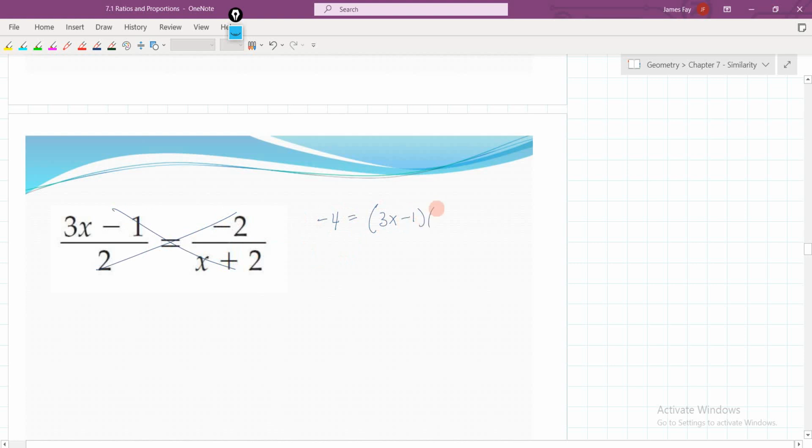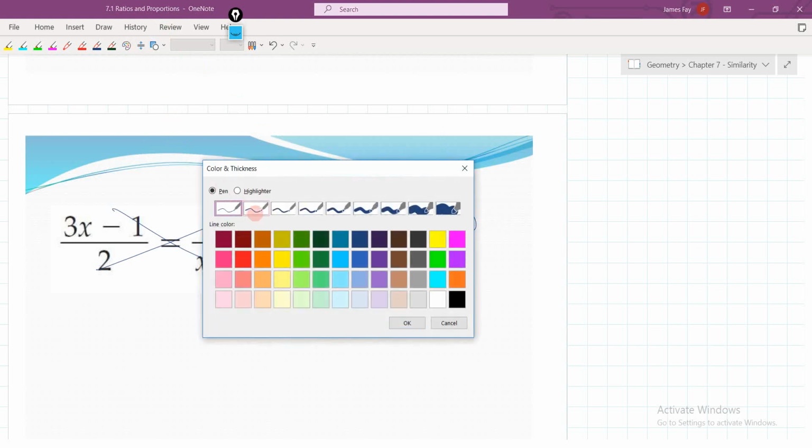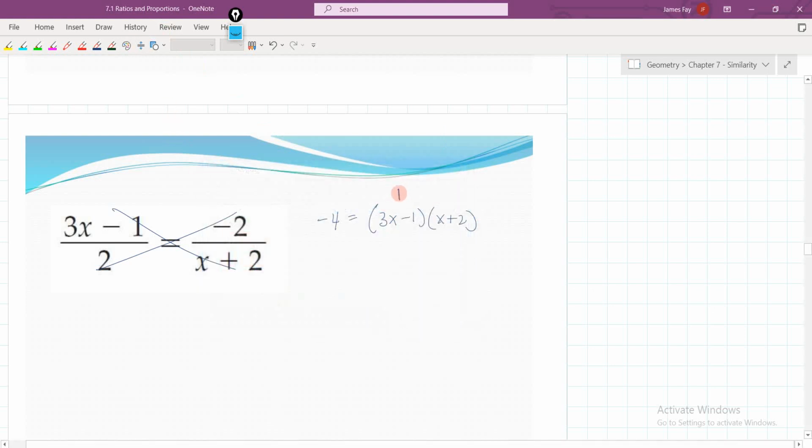3x minus 1 times x plus 2. And now in this situation, what we have to do is FOIL. So we'll FOIL that, which is just the distributive property. So 3x times x gives me 3x squared. 3x times 2 gives me 6x. Negative 1 times x gives me negative 1x. And negative 1 times 2 gives me negative 2.